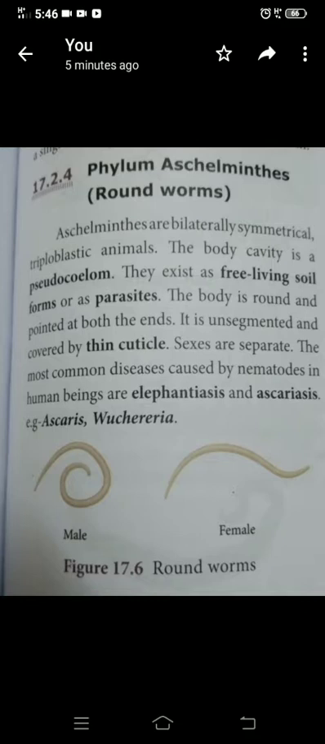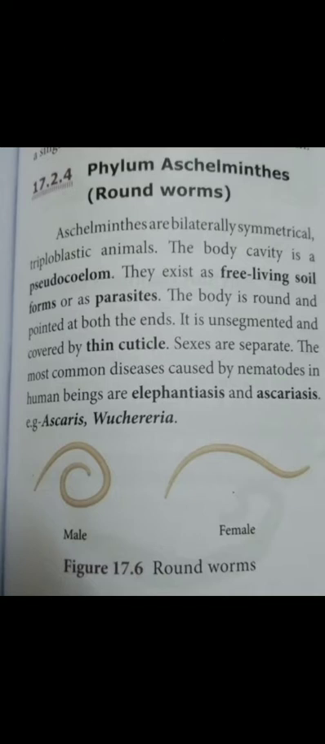Then, triploblastic means the body layer is made up of three layers: ectoderm, endoderm, mesoderm. Likewise, the body cavity is a pseudocoelom. Why? Pseudo means false, coelom means body cavity. The body cavity is filled with fluid. Since it is not a true coelom but is filled with fluid, it is called a pseudocoelom.